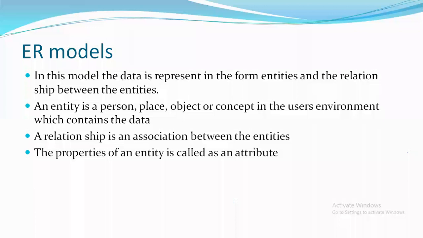An association between two entities is called a relationship. The association means, suppose a student joined a course. Student is one entity, course is another entity. The association between the student and the course is called a relationship. The properties we will call attributes.